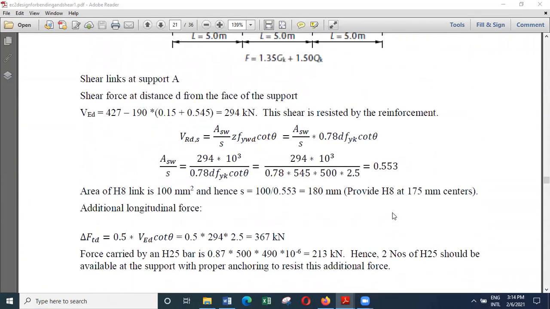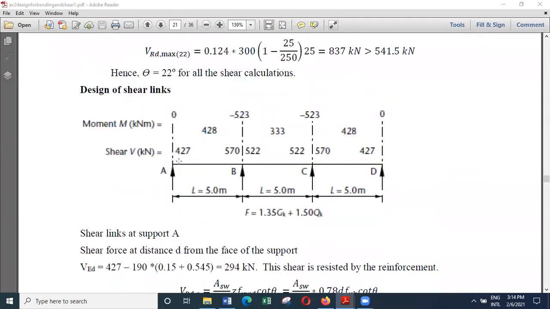Now, if you look at this, you need H8 at 175, here H10 at 175. And here the term H is used instead of T, and H is used for high tensile, high yield bars. So H is the term used, not T. So here you get these H10 bars, here you get H8 bars at 175 spacing.